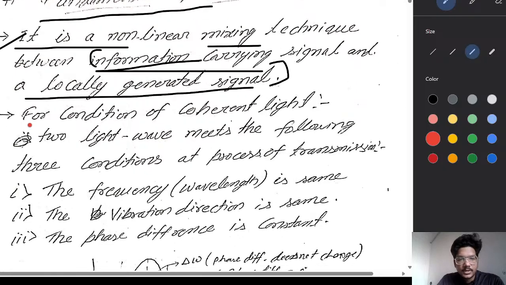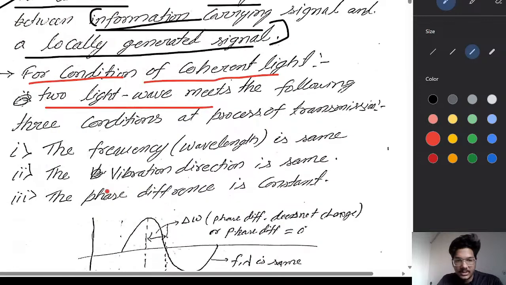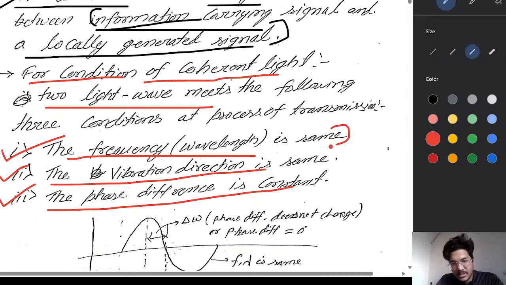And then, for the condition of the coherent light, two light waves meet the following three conditions of transmission. The first condition is that the frequency is the same. For coherent waves, the two waves have the same frequency. The vibration direction is the same. The phase difference is constant.